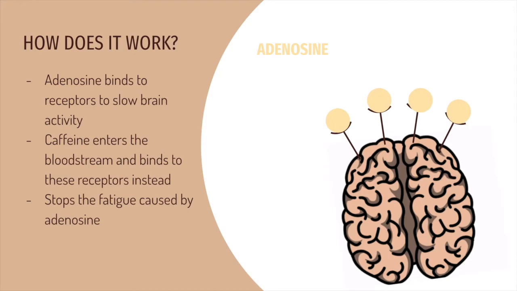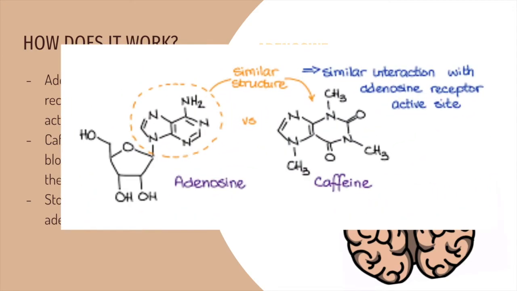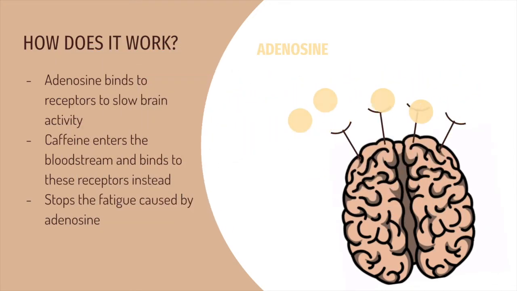But how is this different when caffeine enters the body? The adenosine and caffeine molecular structures are very similar, and the similarity in their molecular structures causes them to have the same interaction with the adenosine receptor sites. Because caffeine is so similar to adenosine, when caffeine enters the bloodstream, it binds with these adenosine receptors instantly. With this, caffeine acts as a stimulant, not allowing drowsiness to take over.